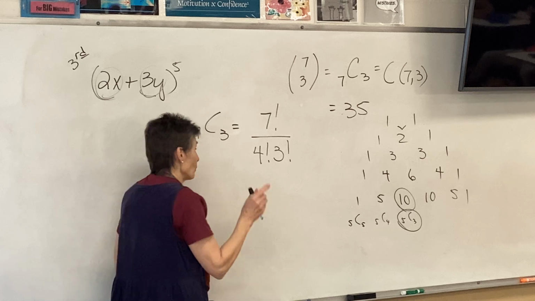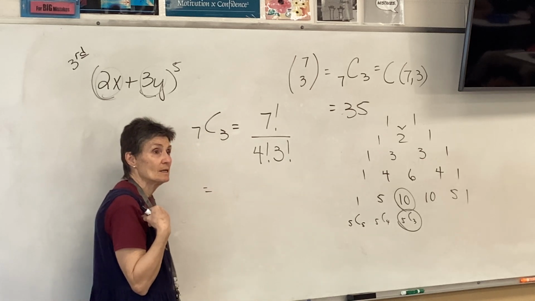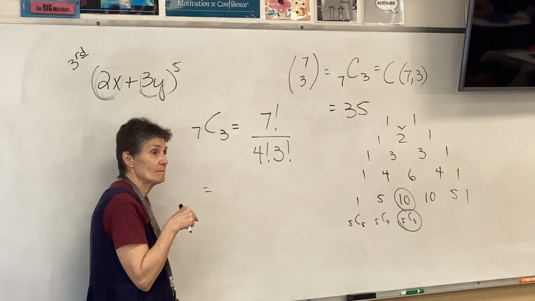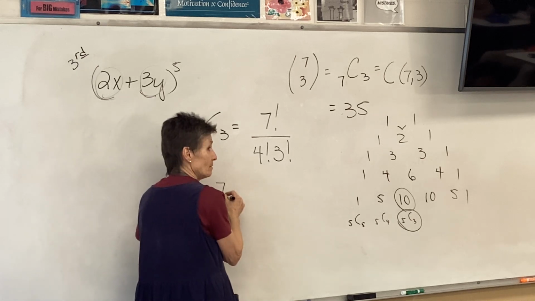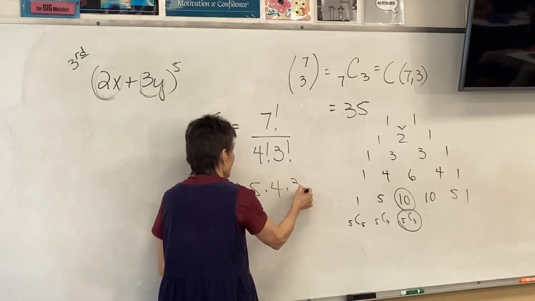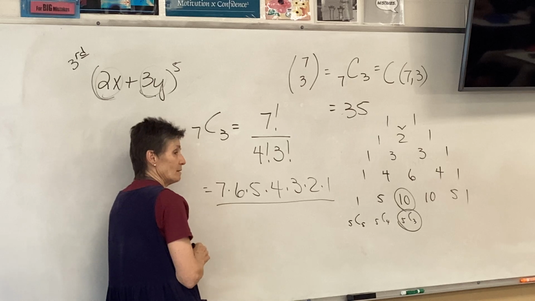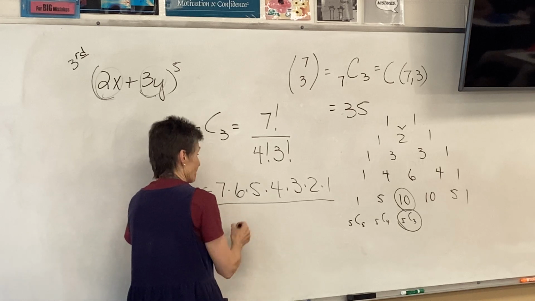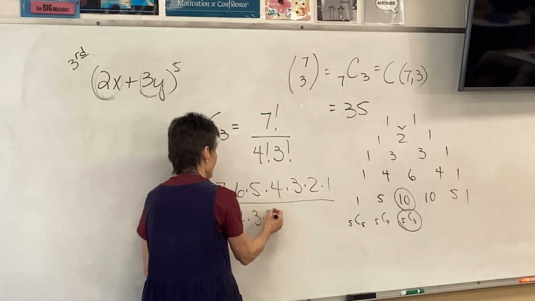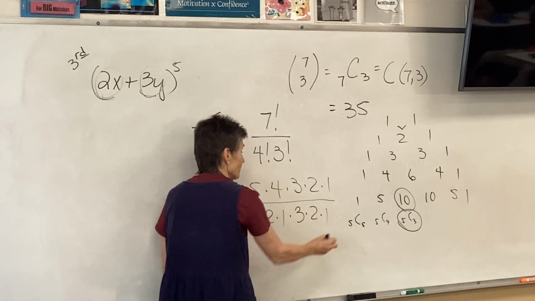All right, now let's look at what happens. What does 7 factorial mean? Remember, I'm doing this by hand. What does 7 factorial mean? 7 times 6, 5, 4, 3, 2, 1. What does 4 factorial mean? 4, 3, 2, 1. And 3 factorial means 3, 2, 1.